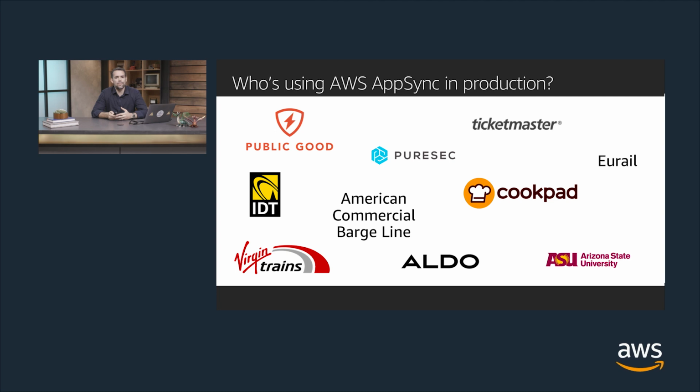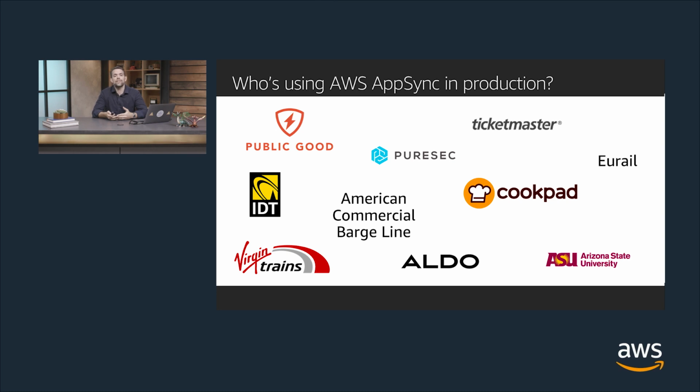So who is using AppSync in production? We have customers such as Ticketmaster, who uses AppSync to provide live information on available seats for events and venues. IDT Telecom provides communications and payment services to help people stay in touch and share resources around the world. IDT uses AWS AppSync in their cryptocurrency, peer-to-peer wallets, and money transfer services.